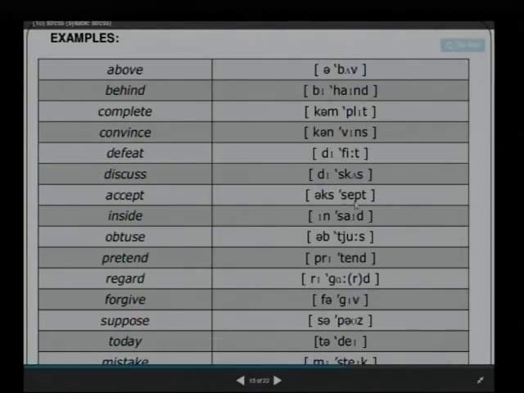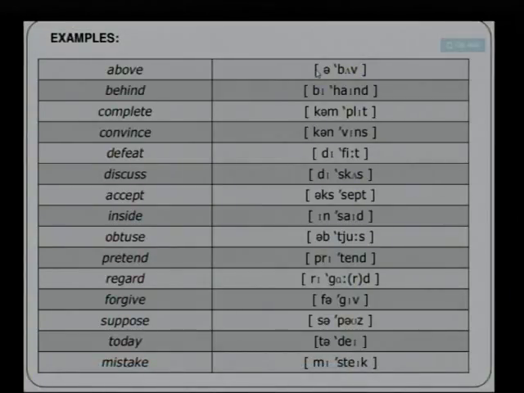accept, insight, obtuse, pretend, regard, forgive, suppose, today, mistake. So these are your words which take the stress on the second part of the word.